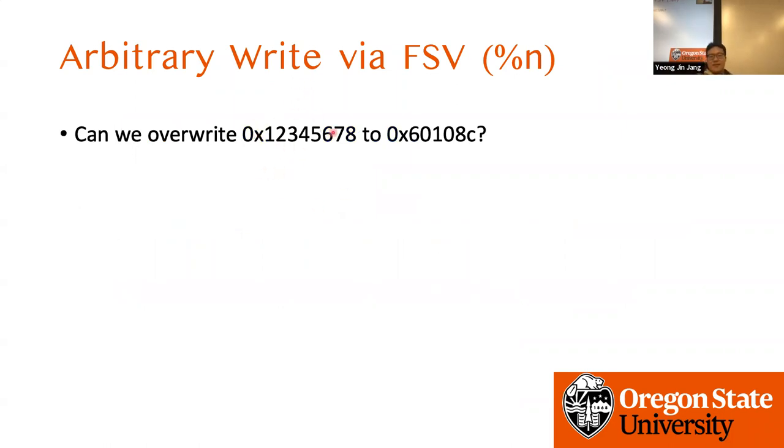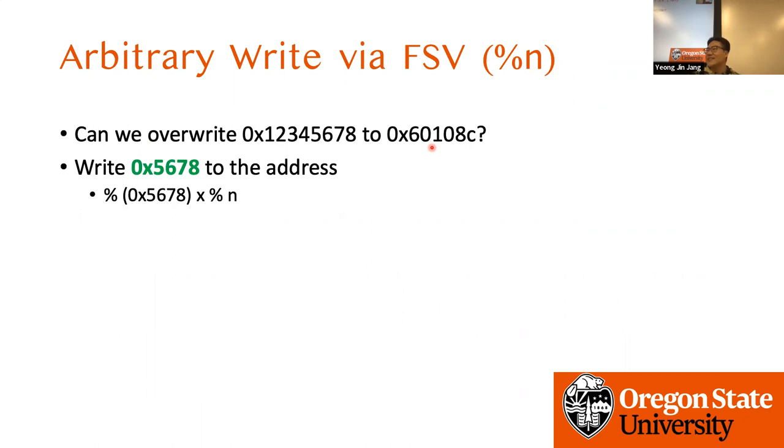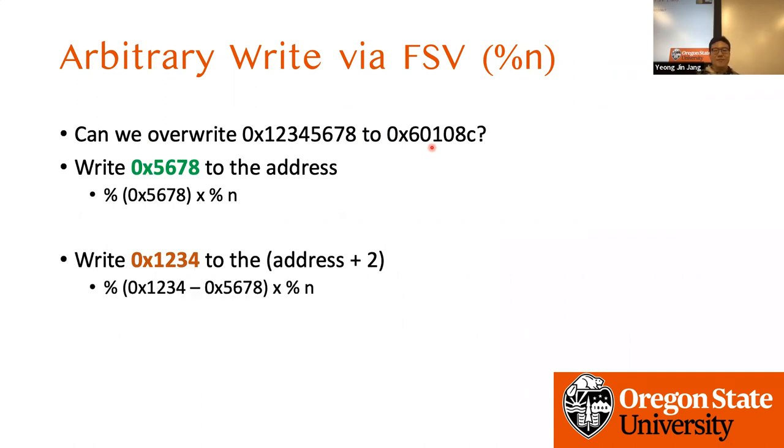So how can you write 0x12345678 to this address? To write that, you want to do something like this: 5678, %x, %n, and then for the address plus 2, 0x1234 minus 5678. But that's a small number, so we add 0x1, 0x1234. And then for the 8 bytes, we need to get the 0x1234 again and again.